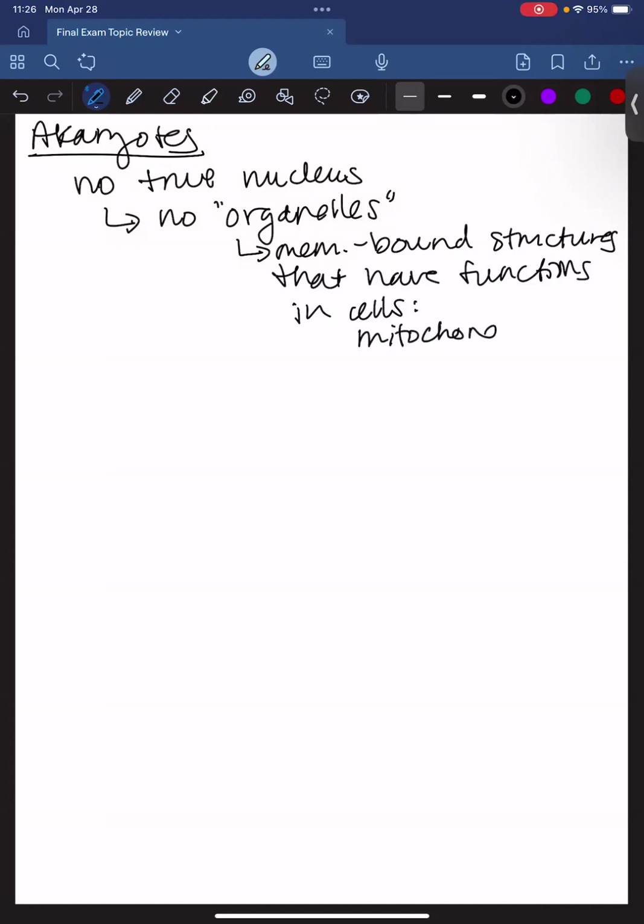So the eukaryotes, what do we know about the eukaryotes? No true nucleus. So if they don't have a true nucleus, they also don't have any true organelles. And organelles are defined as membrane-bound structures that have specific functions in cells. And this includes things like the mitochondria, the Golgi, the ER, and the nucleus, and things like lysosomes and all that. This does not include ribosomes. Ribosomes are not organelles. Okay. They do have ribosomes.